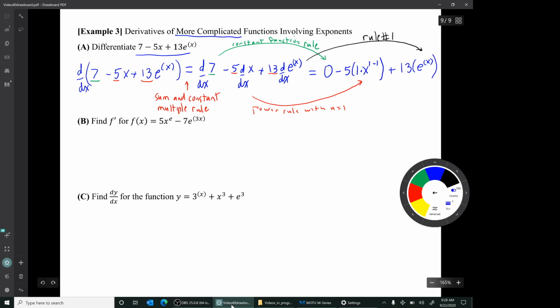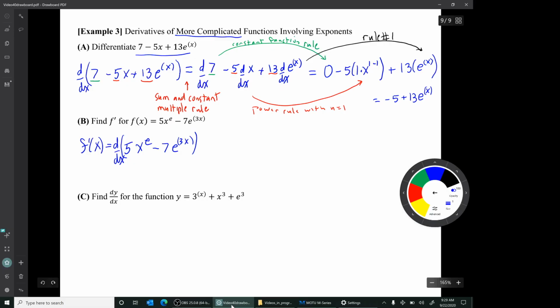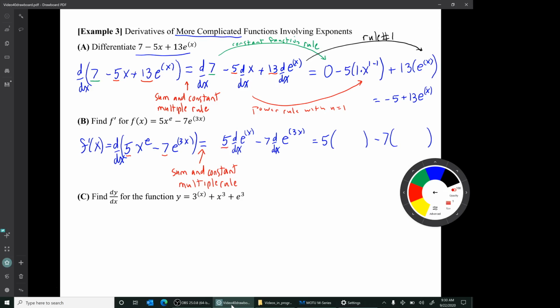So we can clean this up, and it just becomes minus 5 plus 13 e to the x. Okay, question B. First thing we do is we use the sum and constant multiple rule. So we use the sum and constant multiple rule. That multiplicative constant 5 slipped through the derivative symbol. The multiplicative constant 7 slips through the derivative symbol.